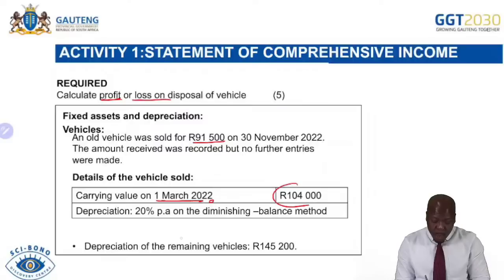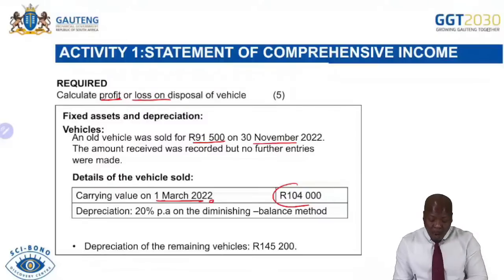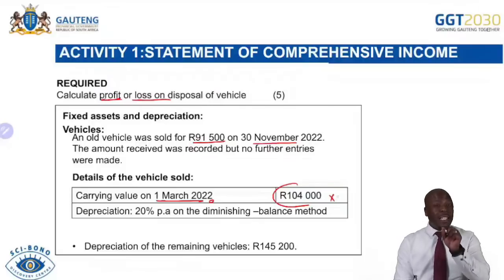Now, we sold it on the 30th of November, not on the 1st of March. That means we have used this asset. Once we have used it, it will lose value due to depreciation, which therefore means what it is worth at the beginning of the financial year is not what it is worth when we are selling it. So now we need to know what it is worth when we're selling it. So we need to subtract depreciation from the carrying value.